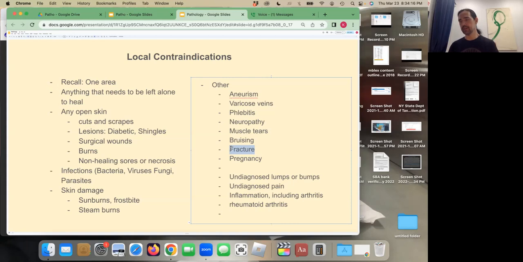If someone has, let's say, a fracture, true story, in their pinky, in that case, it's fine to work on the forearm and the shoulder and the neck and all that, to work on that side. That's okay, but you have to use your discretion clinically. Sorry, I'm veering off. I'm off topic now. I'm into clinical rather than test prep. Muscle tears, bruising, and fracture. All right, pregnancy.